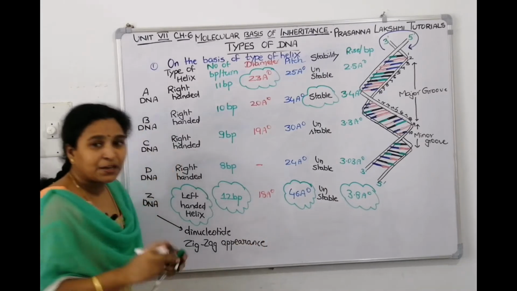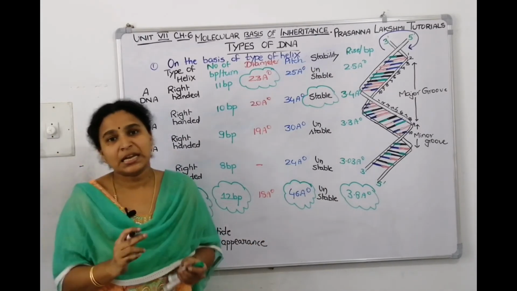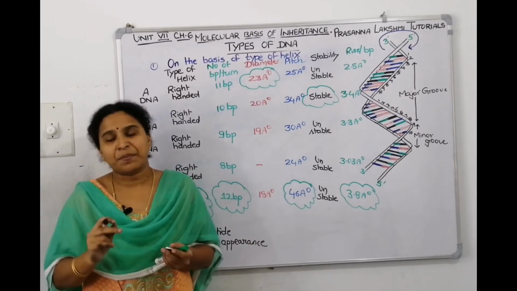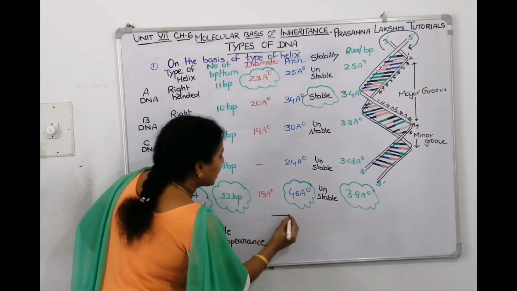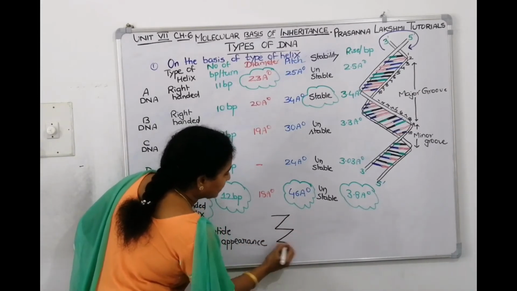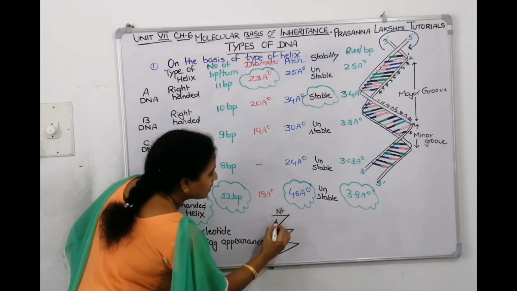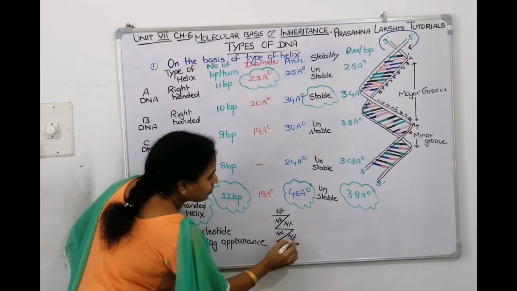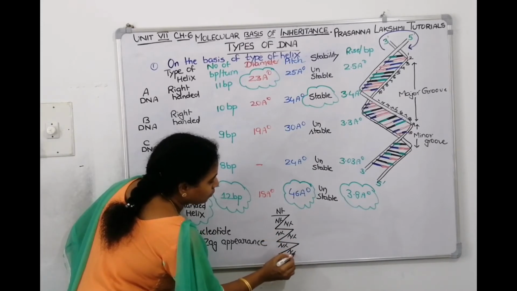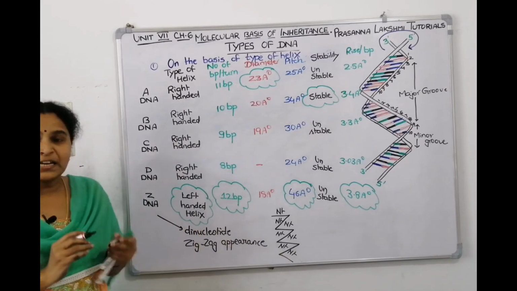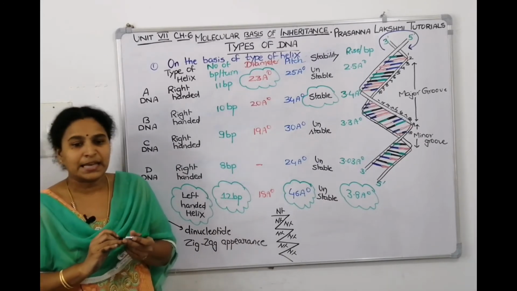We don't have any specific reasons why it's called A, B, C, D. Z stands for zigzag appearance. Zigzag means this is one nucleotide and this is another nucleotide. Third nucleotide, fourth, fifth, sixth, like that it goes, right? So because of the zigzag appearance, it is called Z-DNA, zigzag DNA.